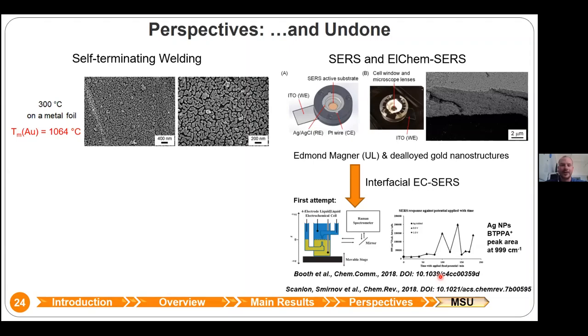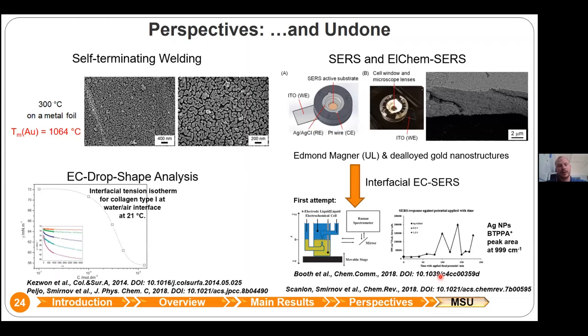Yeah, and the last but not least, this is electrochemical drop shape analysis that we tried once with chaotropic agents, and we show that chaotropic agents really have a very strong effect on interfacial tension. But again, if we can understand the role of the electric field in absorption and desorption process, I think we will get a better understanding how to play with liquid electrolyte, liquid-liquid interfaces in a better way.